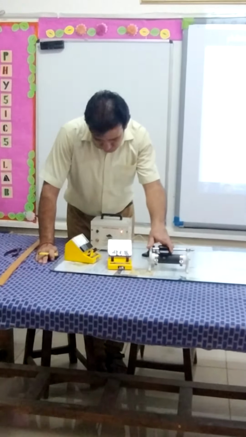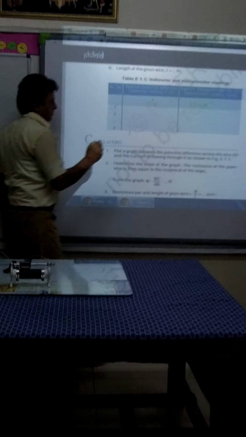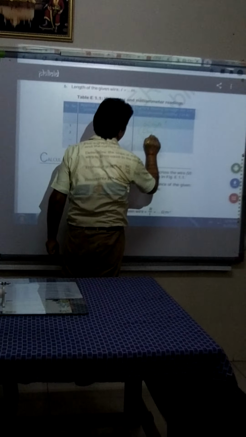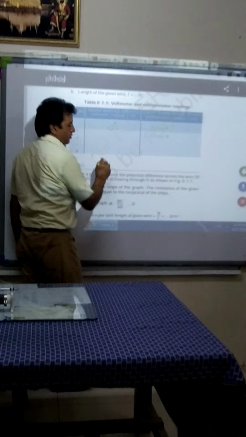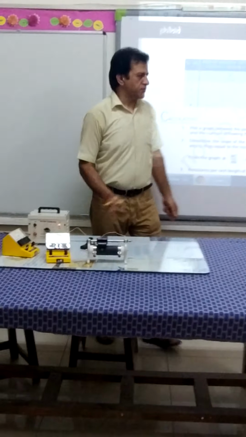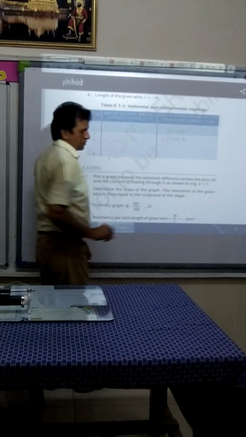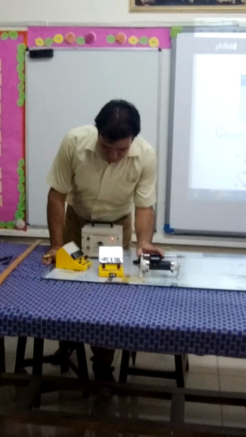So the ammeter reading is now 40. So we are getting the ammeter reading as 40 milliampere, but we see that there is no change in the voltmeter reading, so it is still 0 volt. Right? Again we are increasing.